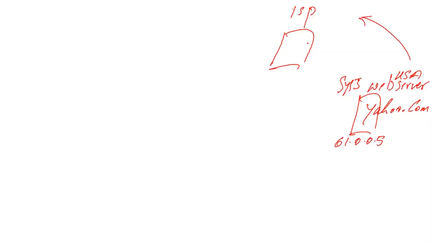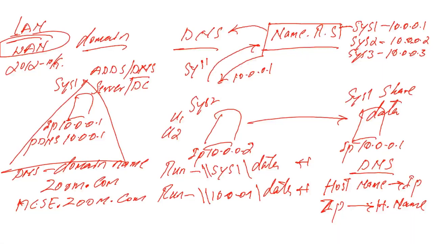Now I have a question here. Without DNS service, can we install Active Directory? Can we make this machine a DC? Can we make this machine a server? No. Because for each and every server, we require a unique name, right? Without a name, we cannot install Active Directory. We cannot make this machine a DC.